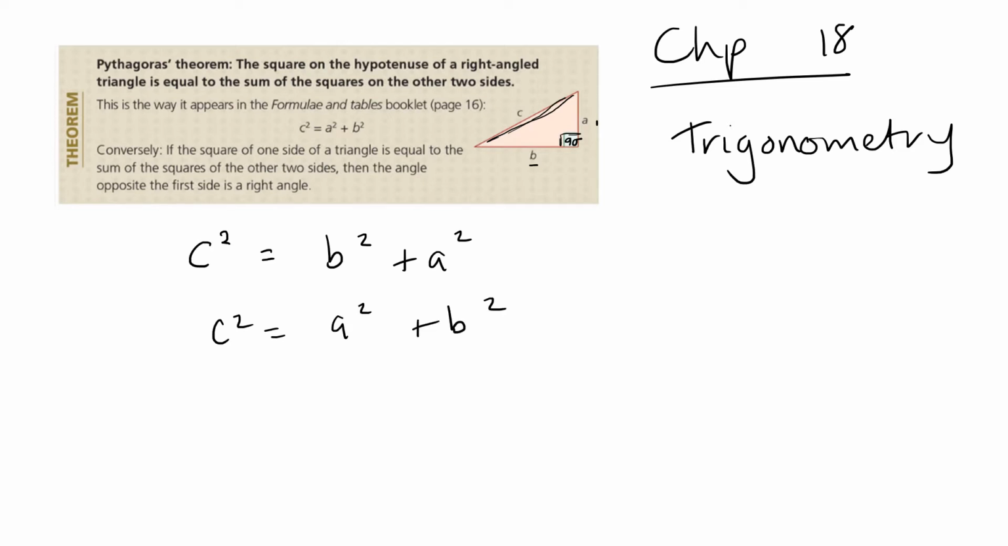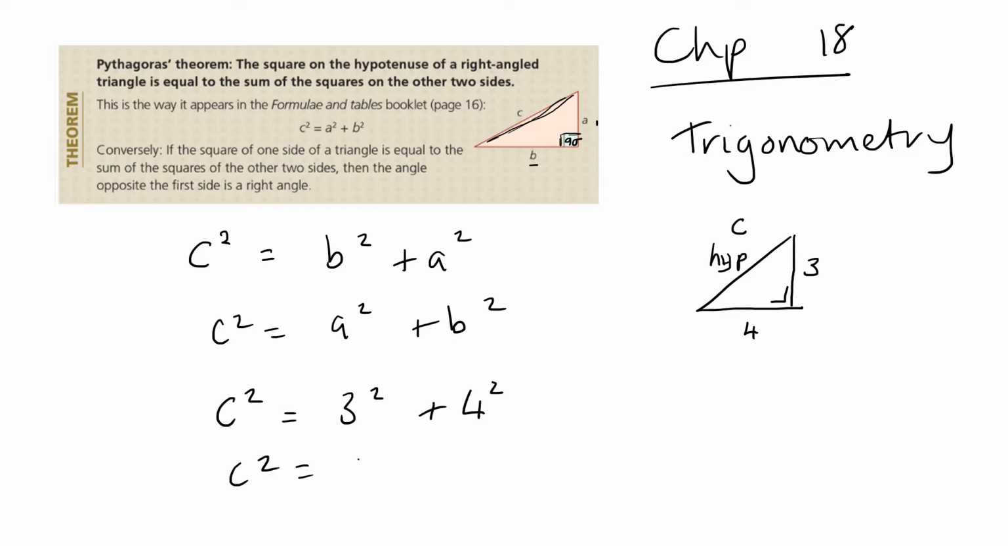Okay, so let's say we have a triangle like so, and this is a right angle, and say we are given that this side here is equal to 3 and this side here is equal to 4. We can use this to find out what this hypotenuse, this other side here, is equal to. So let's have a look at how we do that. The hypotenuse is equal to c in our formula, and 3 and 4 are the other two sides. So we say that c squared is equal to 3 squared plus 4 squared.